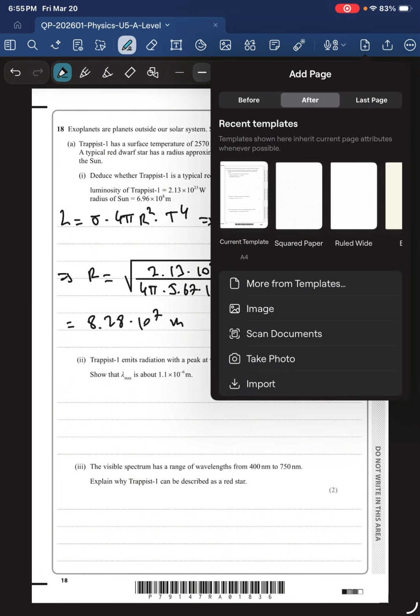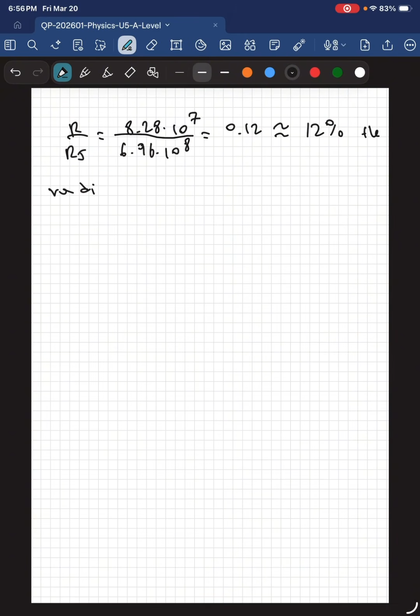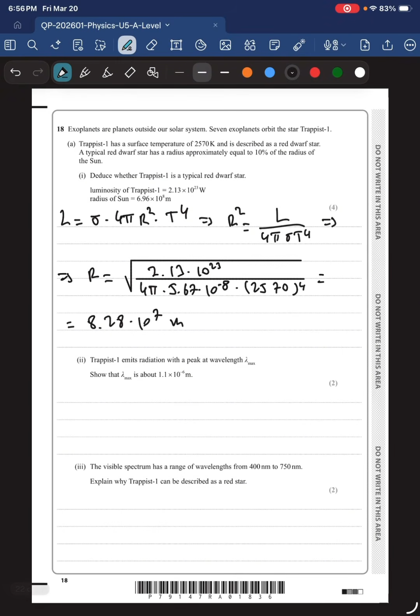So if we divide that by the radius of the Sun, r over the radius of the Sun, we will find 8.28 times 10 to the 7 over 6.96 times 10 to the 8, or 0.12, so about 12% the radius of the Sun. So the statement is correct. Okay. Question 2.